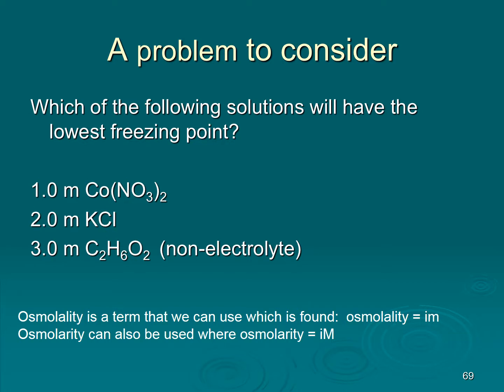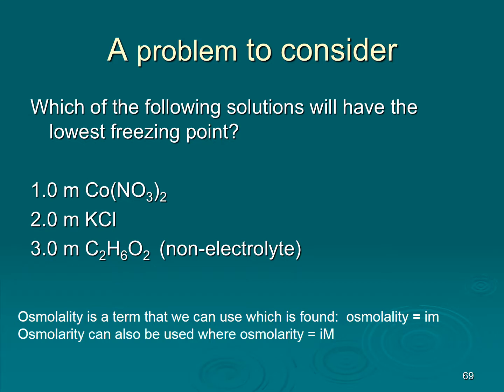We can use some terms. Osmolality equals little i times the molality, or osmolarity can also be used, where osmolarity equals little i times molarity, capital M. In this case, it was given in molality because we're talking freezing point and that's easier to use, but we know how to convert molarity to molality. Osmolality is just how many particles times the molality. Osmolarity is how many particles times the molarity.